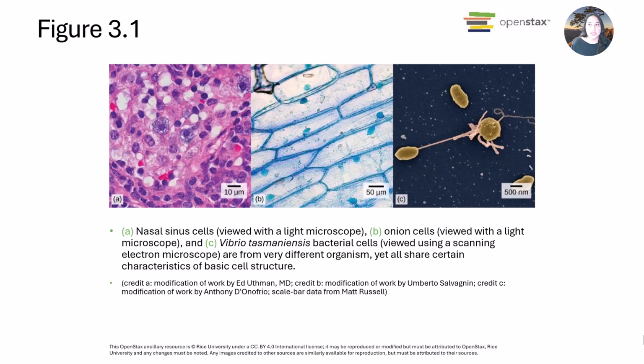Different organisms have very different kinds of cells. For example, in a human, the nasal sinus cells are shown in panel A. Panel B shows onion cells under a microscope, all of these under a microscope. And panel C is a kind of bacterial cell. So there are very different organisms, but they all have cells.